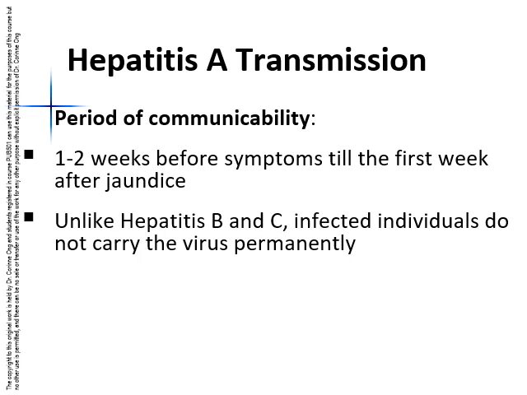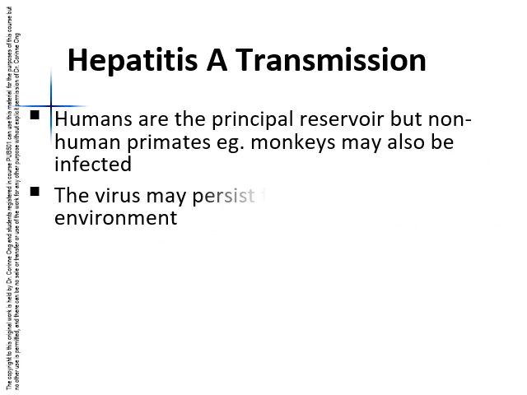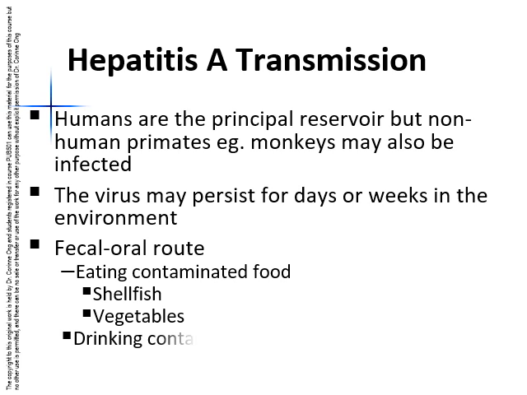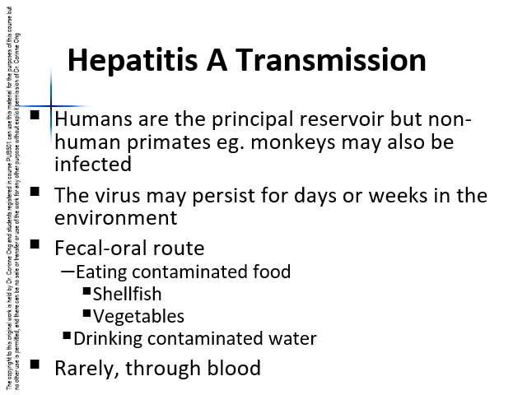Hepatitis A can be transmitted 1 to 2 weeks before symptoms appear, till the first week after jaundice occurs. Unlike hepatitis B and C, infected individuals do not carry the virus permanently. Humans are the principal reservoir, but non-human primates, for example monkeys, may also be infected. The virus may persist for days or weeks in the environment. The route of transmission is fecal-oral, through eating contaminated food, such as raw shellfish and vegetables, or drinking contaminated water. It is rarely transmitted through contaminated blood.